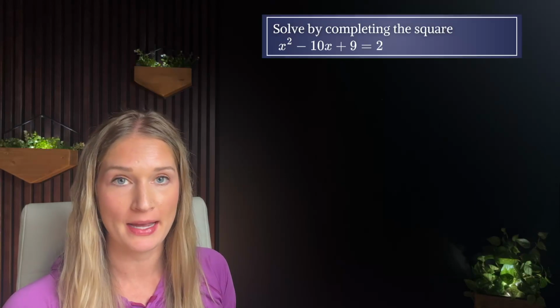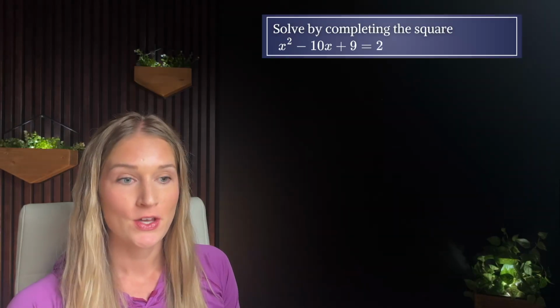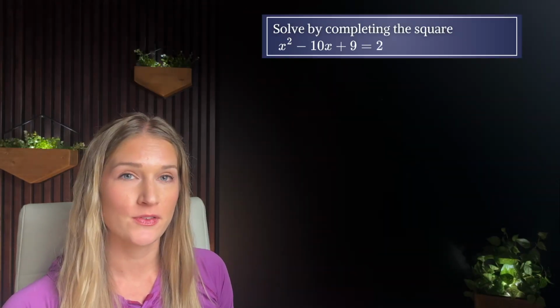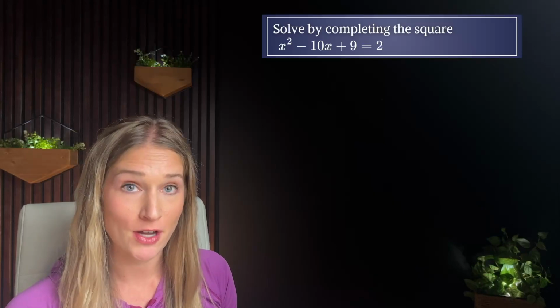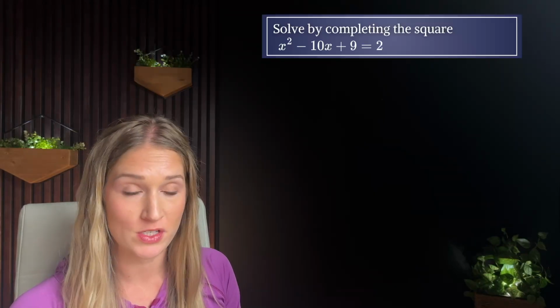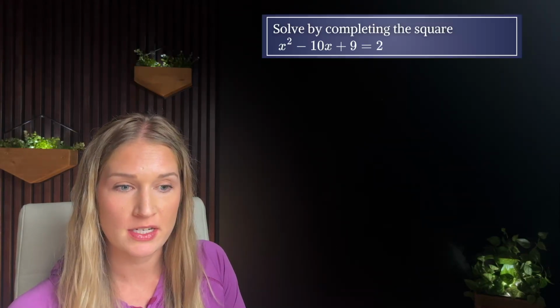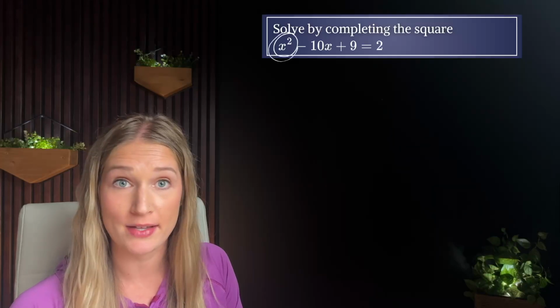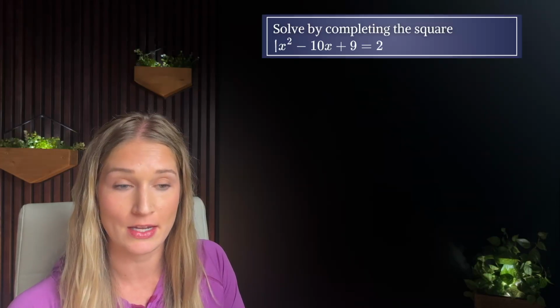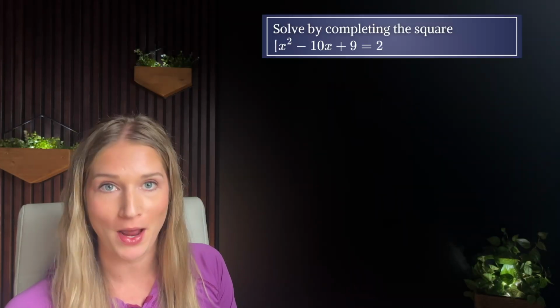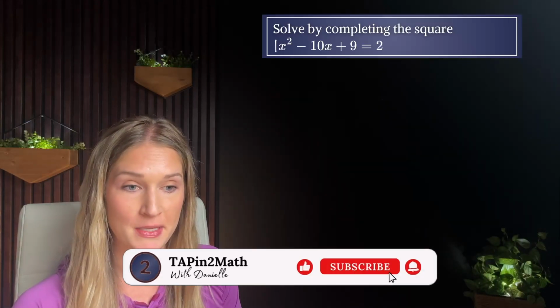Let's talk about completing the square. I'll take us through solving this quadratic by completing the square. When you're completing the square, we need a few things to happen. First off, we want to make sure that your leading coefficient is 1. My leading coefficient is that coefficient in front of your x squared term, and here it is a 1 because they don't tell me otherwise. So our first criteria has been met.